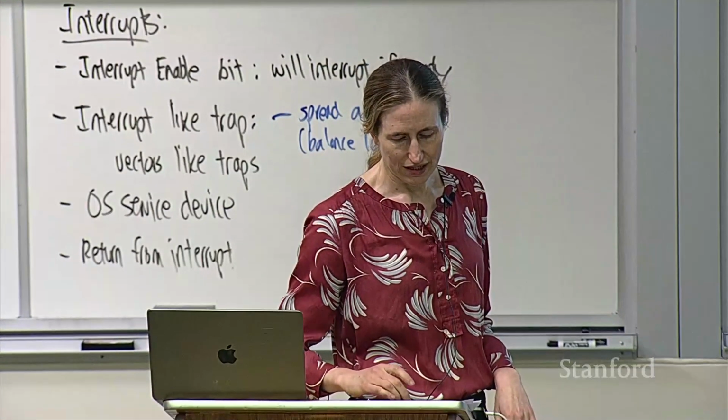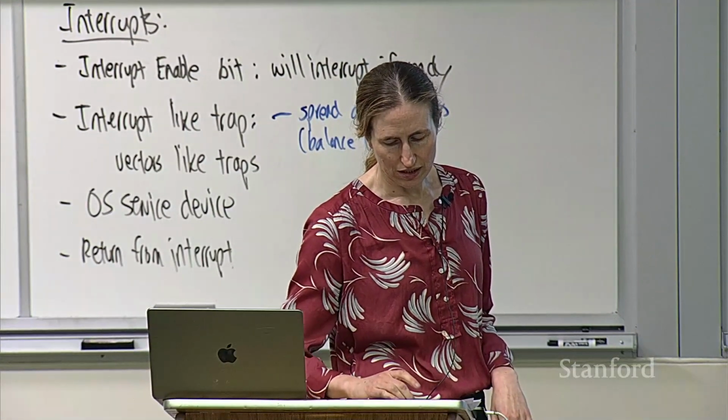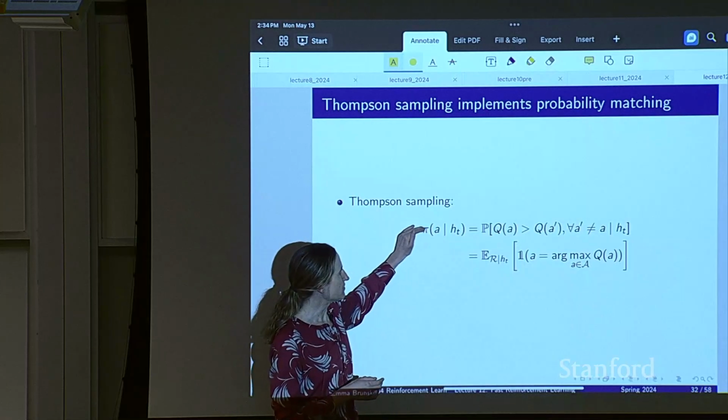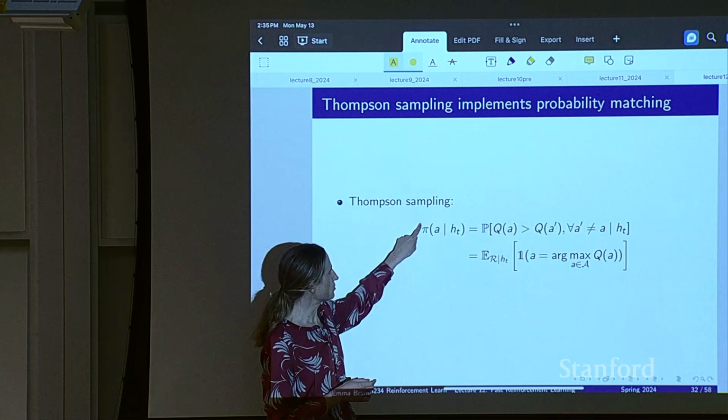So the elegant thing here is that you can think of this as the following, and this is really useful also for the theory. So in posterior matching, that's this first line. That's sampling things according to this.